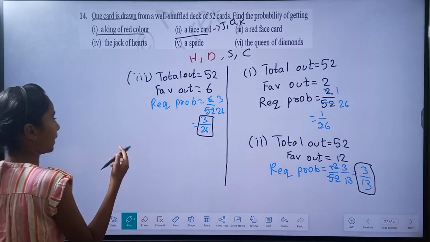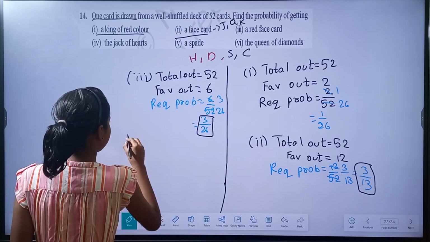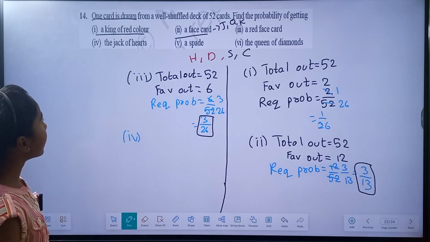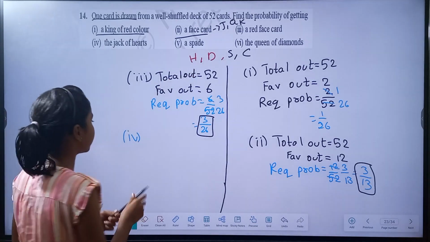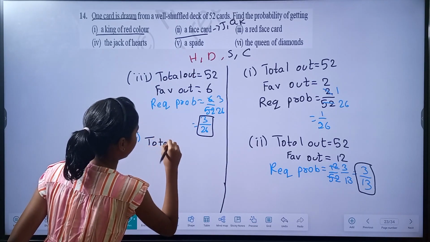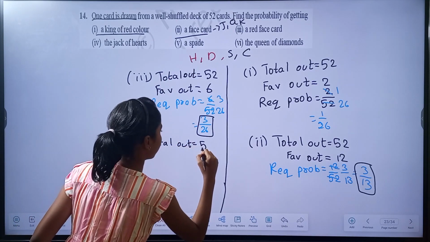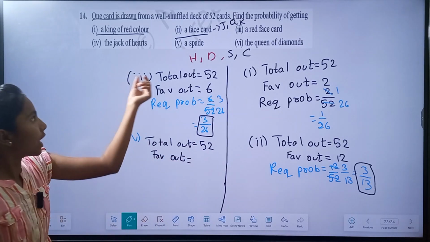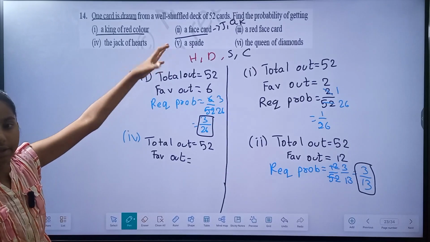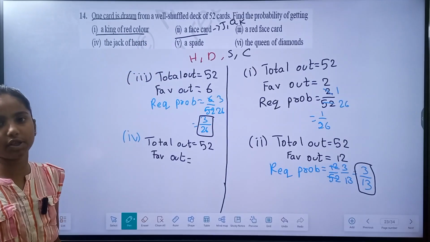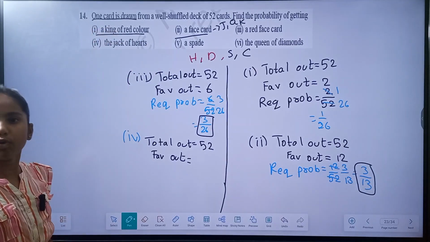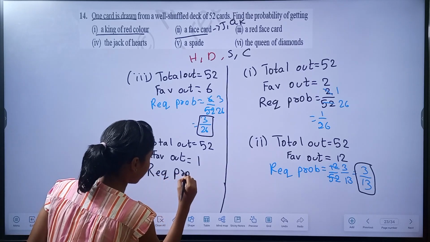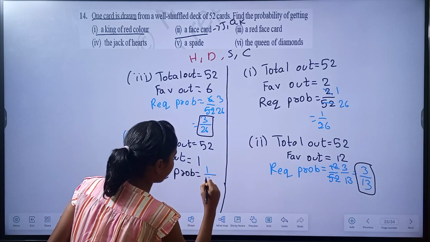Now, fourth: the Jack of Hearts. Again, let's first write the total outcomes, which equal 52. The favorable outcome is the Jack of Hearts. In the heart suit we have 13 ranks, and one of them is the jack. They're asking for the Jack of Hearts, which is only one card, so we have one way. The required probability is equal to 1 by 52.